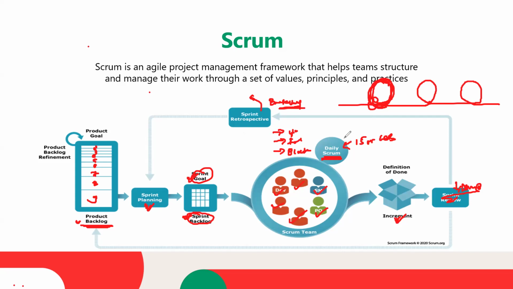Okay, so in this way, this is one iteration. Let's say this iteration is for 2 weeks. Once these 2 weeks complete, a new sprint will be created for the next 2 weeks, and all of this will happen again. In Scrum, we have some values, principles, and practices that we follow to create a structured team and to manage our work.